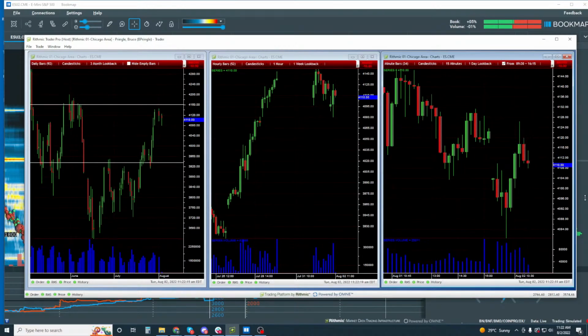And where would you, on this chart, where would you start to look for sellers? Where would you start to maybe consider legging out? What do you guys think?